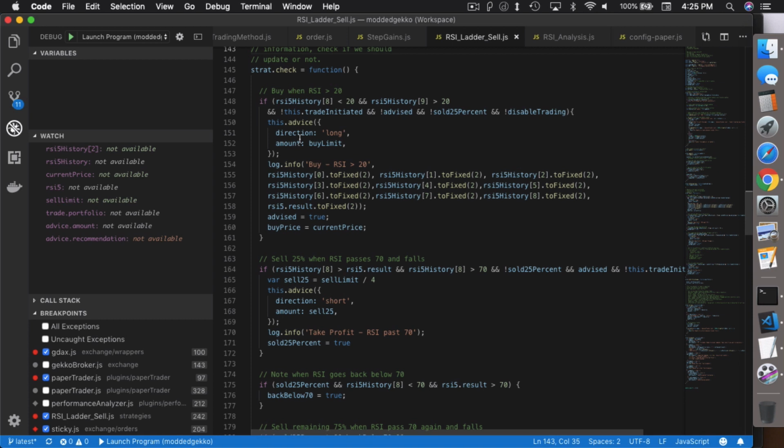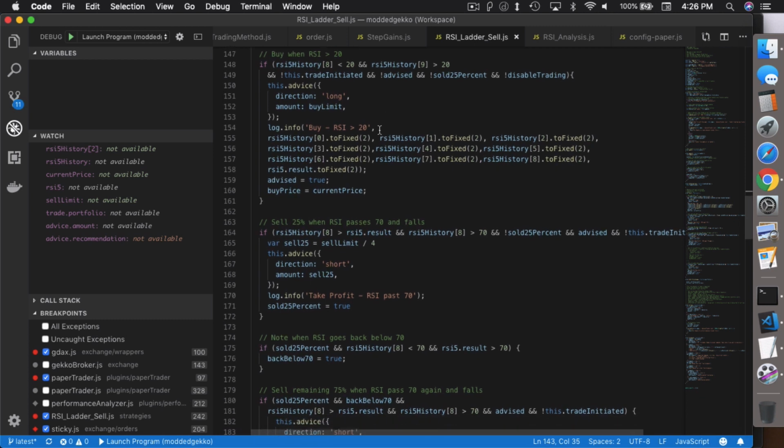The first one really is just buy when RSI is below 20. Actually, when RSI is greater than 20. Essentially, we're waiting for it to fall below 20. RSI history 8 is the previous candle, and the previous candle has to be below 20. And then the current candle, RSI history 9, you could use the same thing as the RSI 5 result. That would be basically the current candle, and the current candle is greater than 20. So essentially, you're waiting for it to bounce up before you buy. Once it bounces back above 20, you put in a buy order.